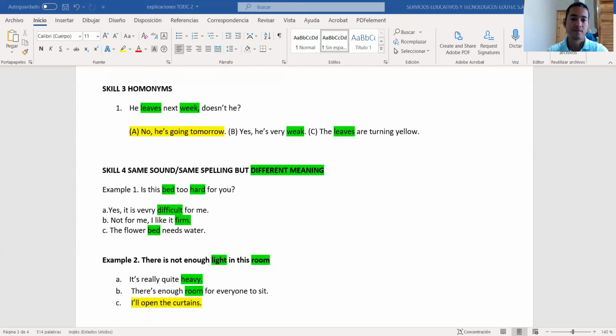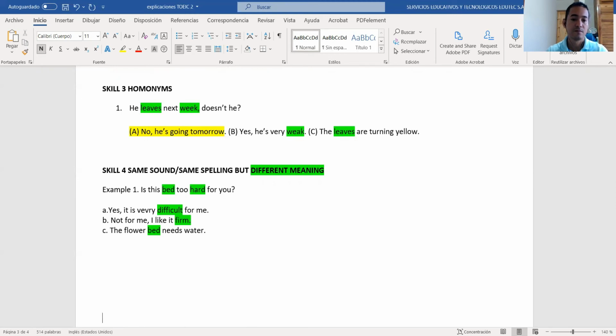Is this bed too hard? A. Yes, it's very difficult. B. Not for me. I like it firm. C. The flower bed needs water.